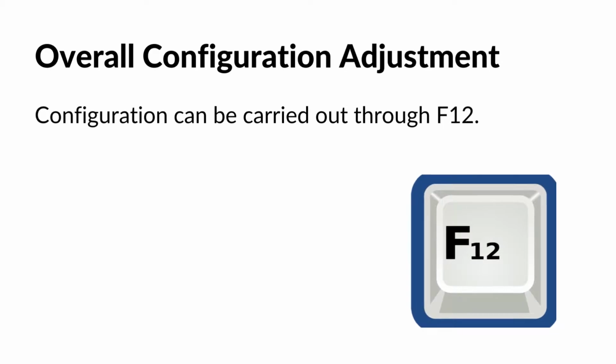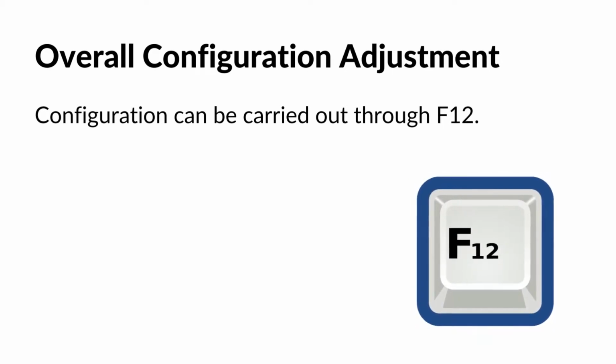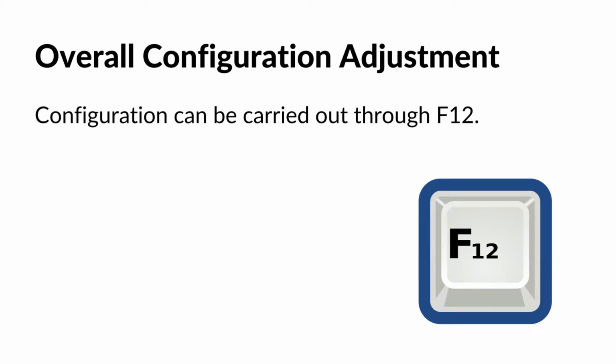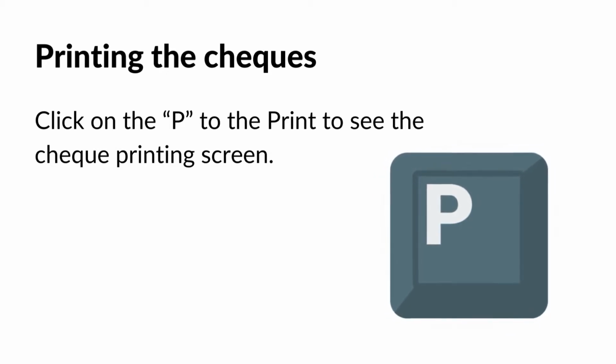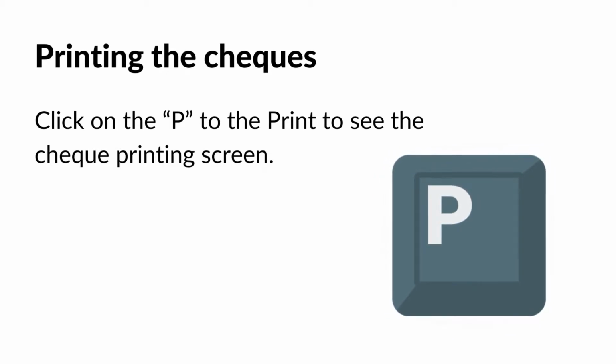Configuration can be carried out through F12. Fill in the dimensions as per your requirement. You can adjust the distance between the top and bottom edge to modify the dimension. You can also customize the printing date on the check as per your preference. Click on Enter after altering the dimensions and other configurations. After completing the configuration, select the check printing screen and bank account. Click on P to print to see the check printing screen. Click on Enter to print the check to self.